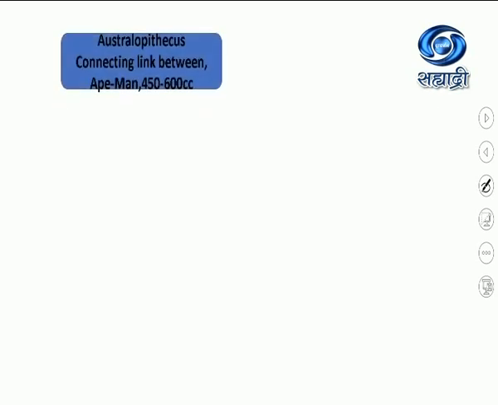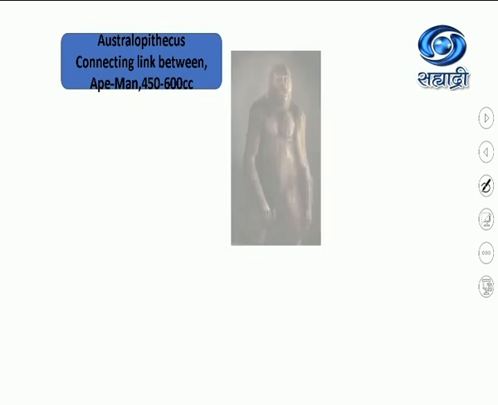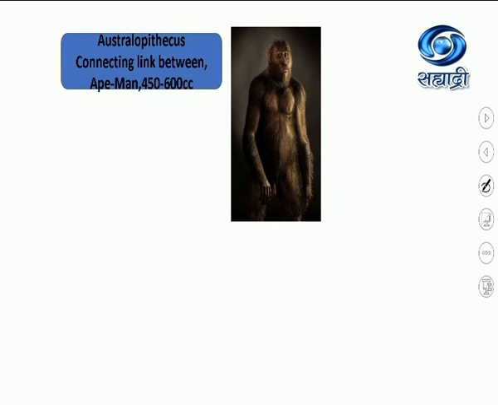Then we will discuss Australopithecus, D-R-A: Dryopithecus, Ramapithecus, now Australopithecus. He is called the connecting link between ape and man. He has a cranial capacity of 450 to 600 cc. So he's a connecting link. He's also called the ape man. Can be asked for MCQ. Always remember. So look at this picture. He's Australopithecus. He's the connecting link between ape and man. So he's also called the ape man.